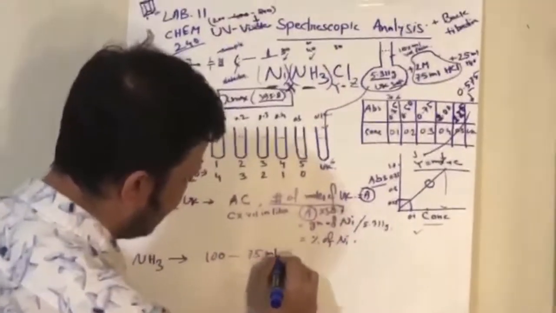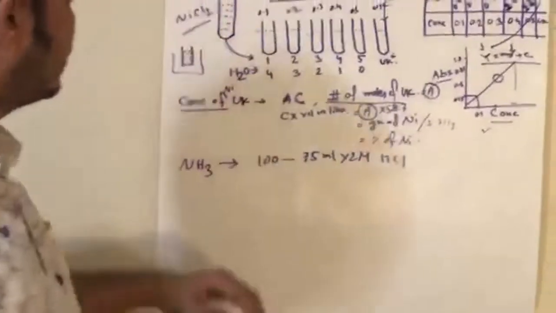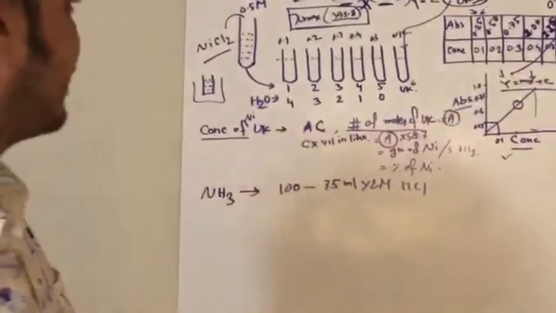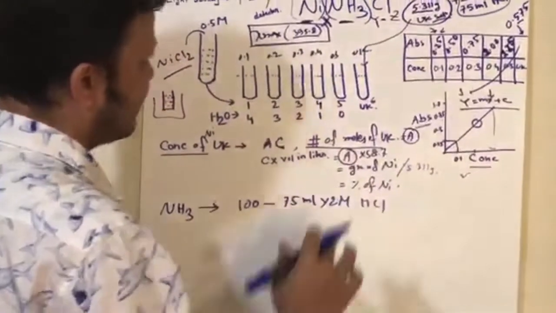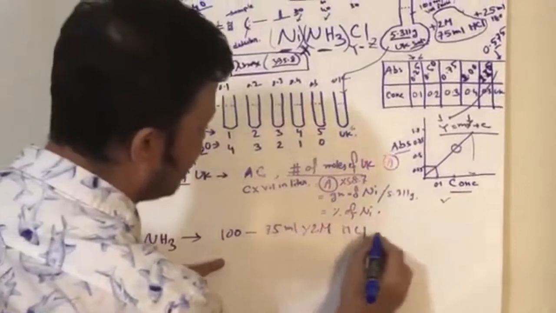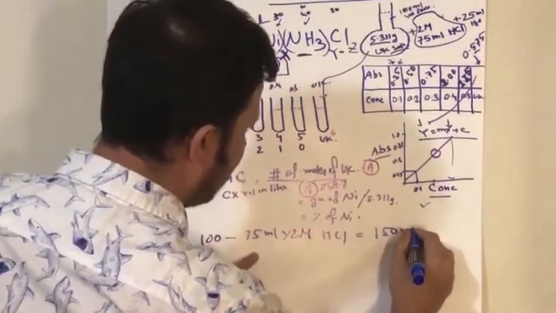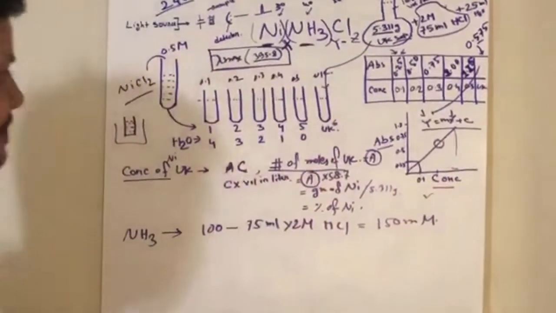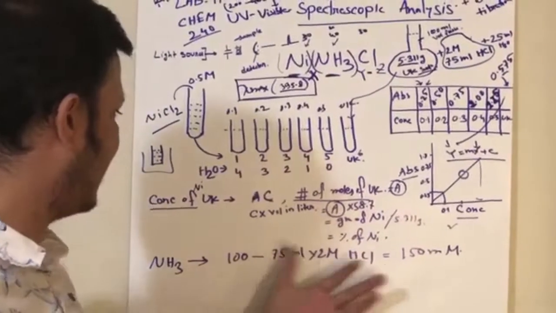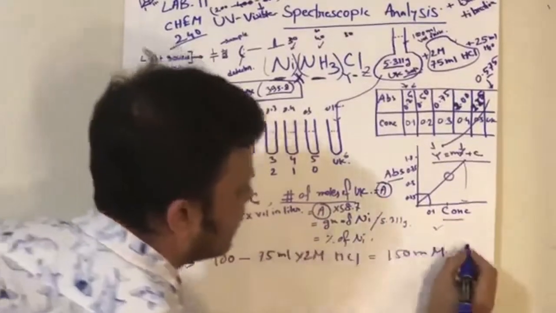75 ml of 2 molar HCl, right? So here what we will do, we will take first 10 ml of this. Anyway, you have this amount of HCl, so the number of moles is around 150 millimole.